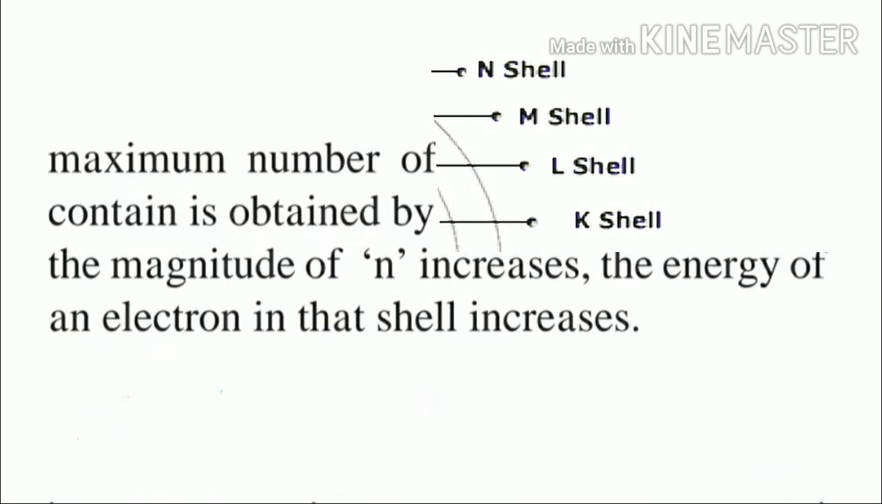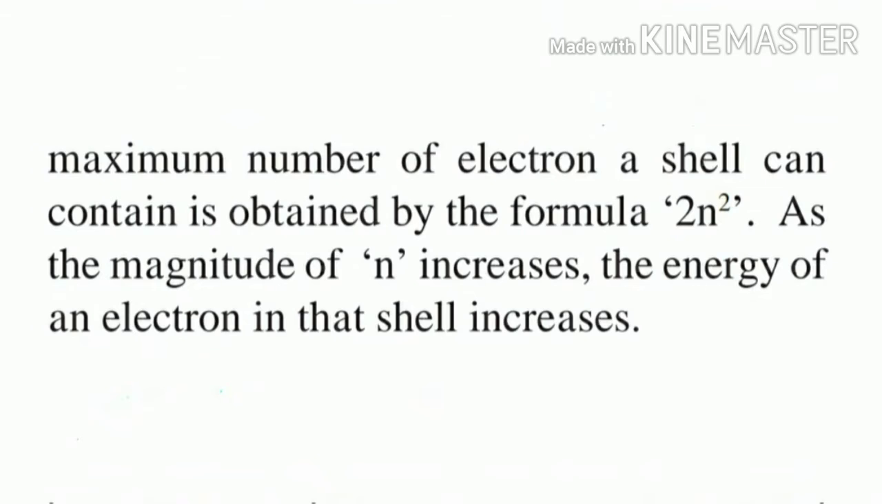The maximum number of electrons a shell can contain is obtained by the formula 2n². As the magnitude of n increases, the energy of an electron in that shell increases.